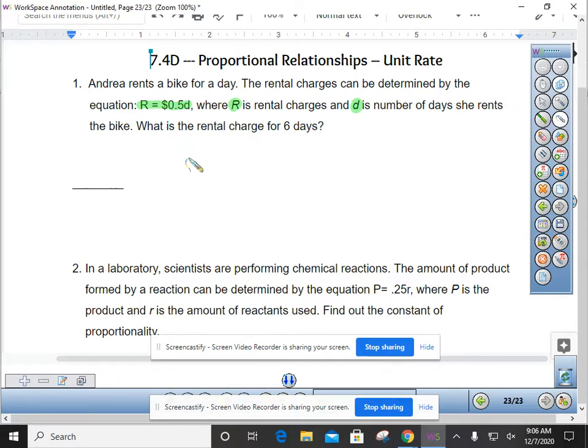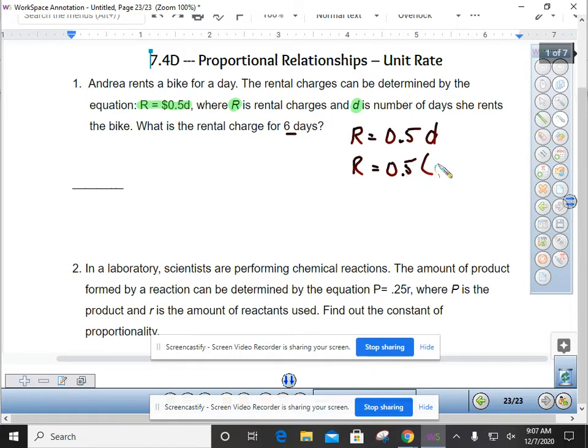Just watch. So if I have R equals 0.5D, which I just wrote down what they wrote down, right? R stands for what? Rental. D stands for days. What information do they give you? What are they asking for? The rental charge. What do they give you? 6 days. The day. So if I were to rewrite this, where do I put the 6? Where the D is, right? So I'm going to rewrite R equals 0.5 times 6. That's it.